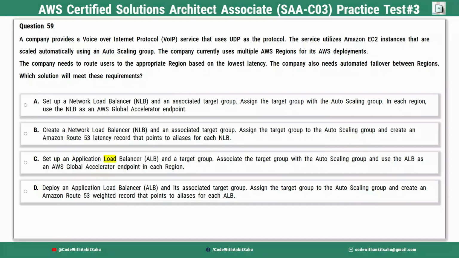Option C. Set up an application load balancer, ALB, and a target group. Associate the target group with the auto-scaling group and use the ALB as an AWS Global Accelerator endpoint in each region. Option D. Deploy an application load balancer, ALB, and its associated target group. Assign the target group to the auto-scaling group and create an Amazon Route 53 weighted record that points to aliases for each ALB.